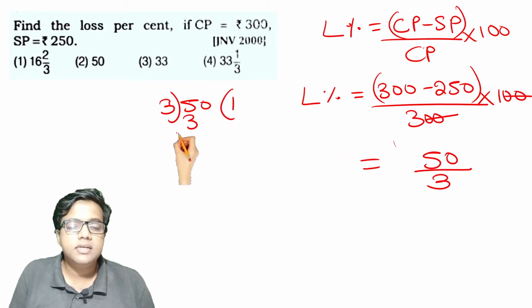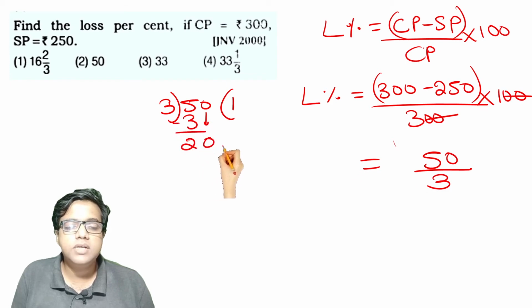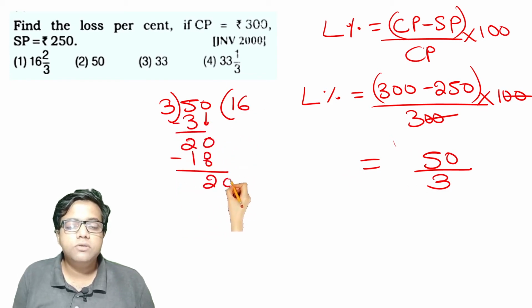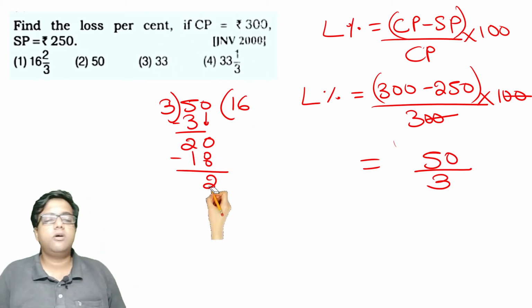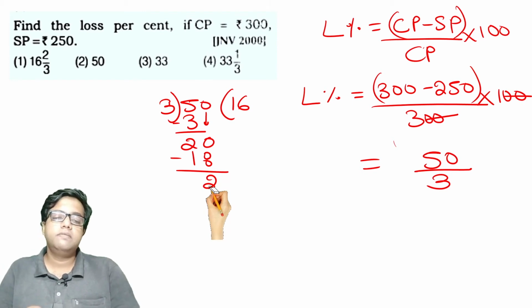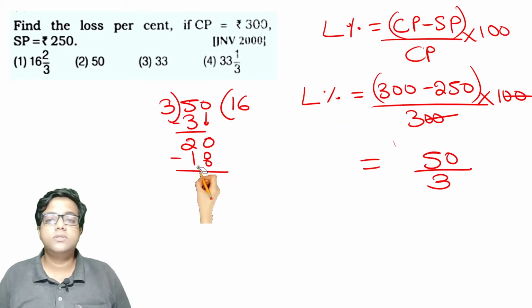3 ones are 3. You are left with 2. 0 comes down. 3 6s are 18. So you are left with 2. You will keep a 0. But there is no answer here in the decimal form, so we will not go for the decimal form. We will try to convert this into the mixed fraction form.